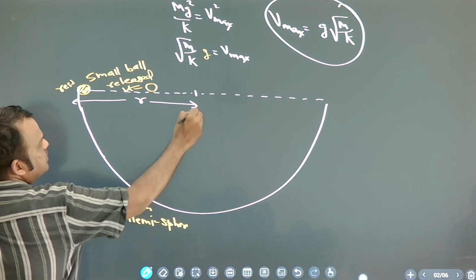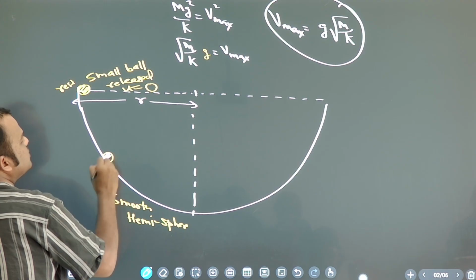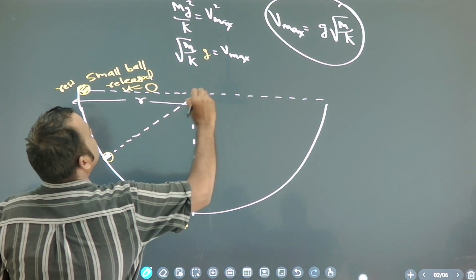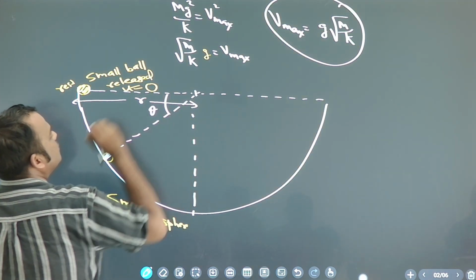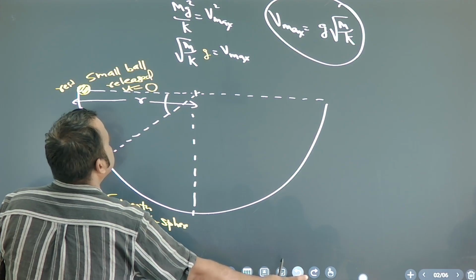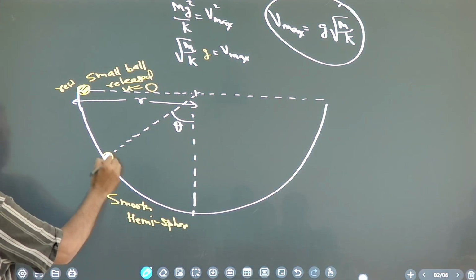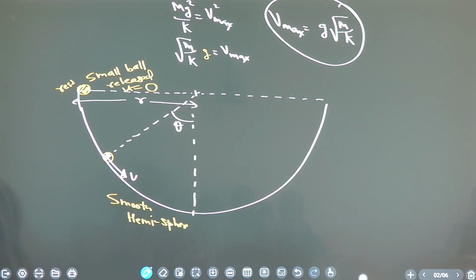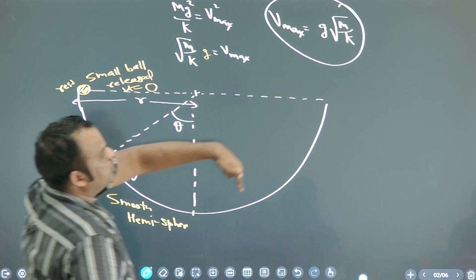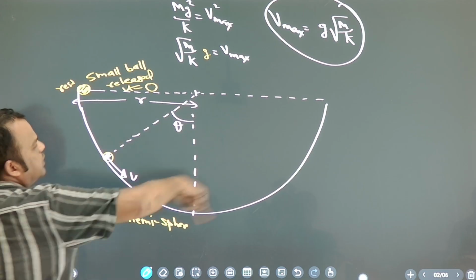Tell me what is the speed when the ball is here. Tell me. Suppose this angle is theta. Let's take this angle as theta. Tell me what is the speed. Ball is released from here. Ball is coming like this. Okay, it will oscillate. Ball will oscillate like this.